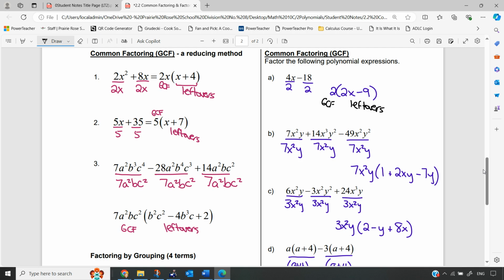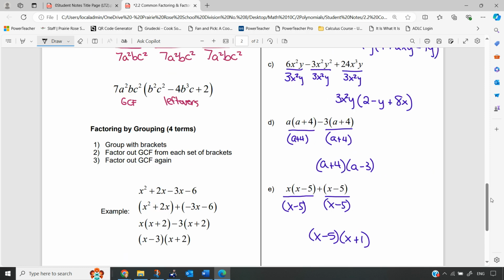For b, my GCF was 7x squared y. When I divided the first term, everything canceled, so that left me with a 1. Again, be careful not to just cancel it out and leave nothing. If there's 3 terms in the product, there needs to be 3 terms in the leftovers. 14 divided by 7 is 2, x cubed over x squared is x, and y squared over y is y. Negative 49 divided by 7 is negative 7, my x squareds cancel, and I'm left with a y.